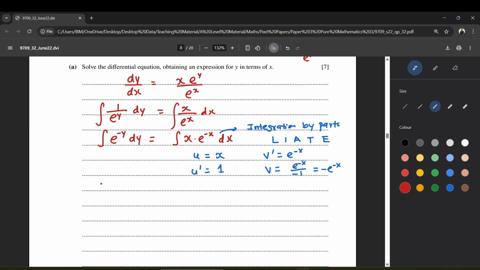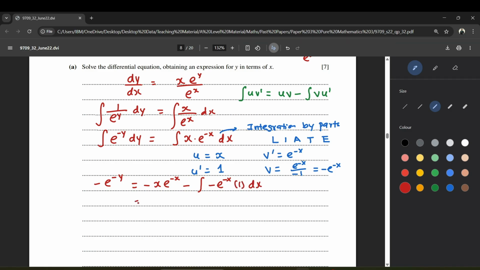All right. Now, if I start integrating here, this becomes minus e to the power minus y equals. Now, the formula for integration by parts is, so this is what our question is. That will be uv minus the integral of v u dash. Then we can write this down. So u is x and v is minus e to the power minus x. So we can say minus x times e to the power minus x minus the integral of v, which is minus e to the power minus x times 1 dx.